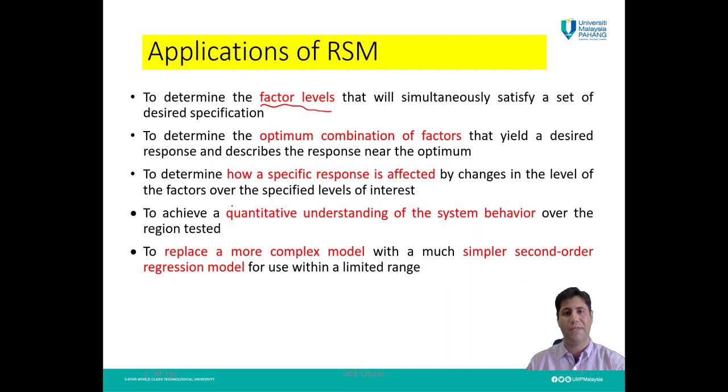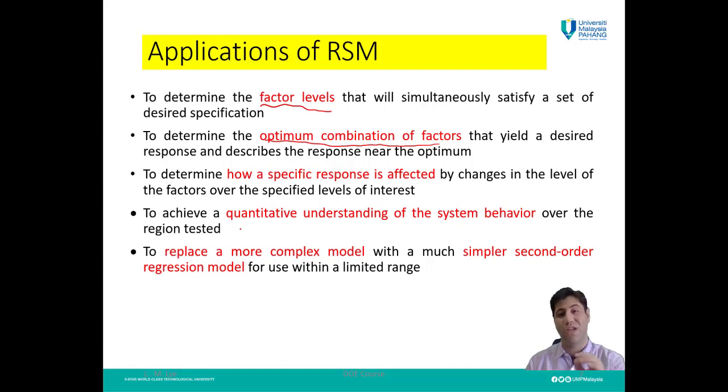Okay, so when we are not sure about the level of the factors, we can use this method, and we will see why we can use this method. The second one is to determine the optimum combination of factors that yield the desired response and describe the response near the optimum. This is the optimization process which we do at the last step of the RSM.